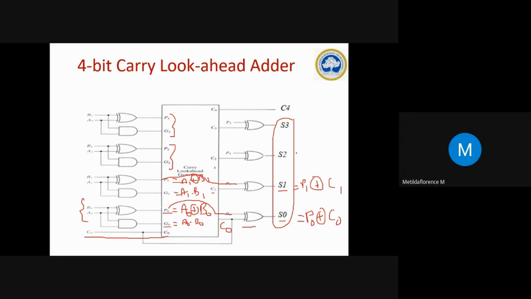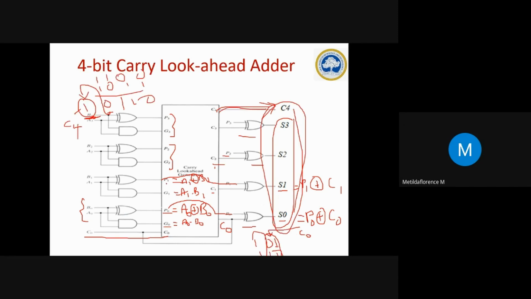And for sum 2, P2 XOR C2. And for sum 3, P3 XOR C3. And the carry out is C4. Whatever carry is coming from this, directly that will come as C4. So this is how we need to make a 4-bit parallel carry adder. Carry will be generated at the initial stage itself. So this is the use of the carry look ahead adder.